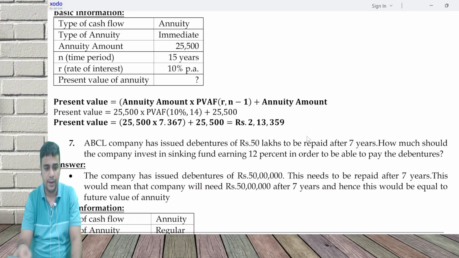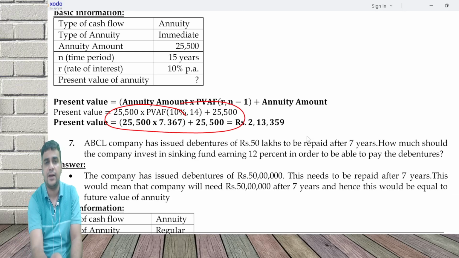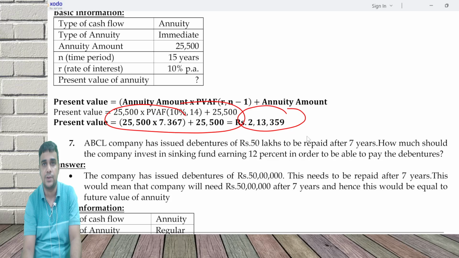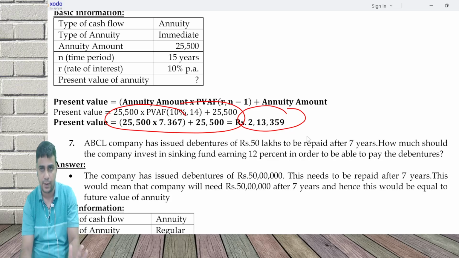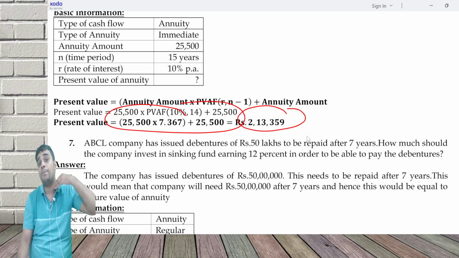Now annuity immediate, I've presented it slightly different here. Doesn't matter. You would have got this answer. Did you get this 213,359? You would have got the same answer. Presentation is slightly different. Let's not worry much about it. Clear? Now, what is the purpose of this annuity?